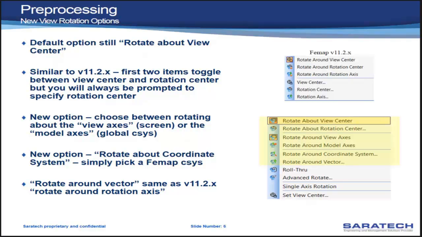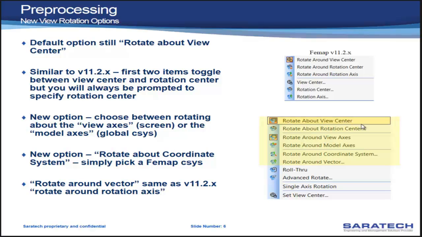They have added some new rotation options in Femap 11.3. So now you can specify a coordinate system you want to rotate about. You can choose your X, Y, Z of any coordinate system and rotate about that, which basically allows you to rotate the model around a local axis.